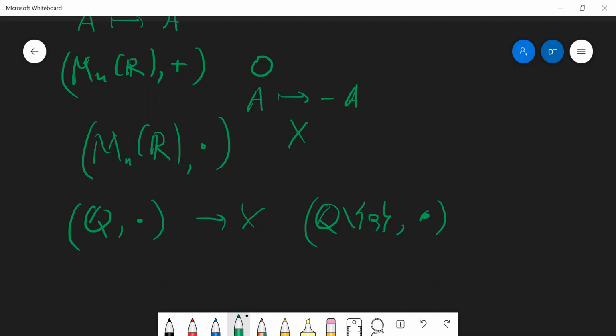But what if I do the same trick with matrices? Let's try to exclude the zero matrix. Is this a group?